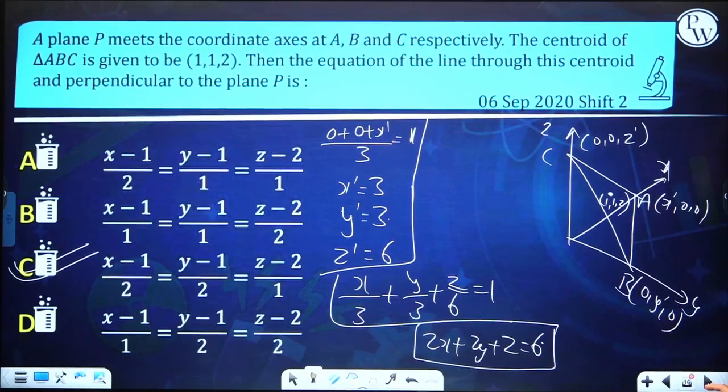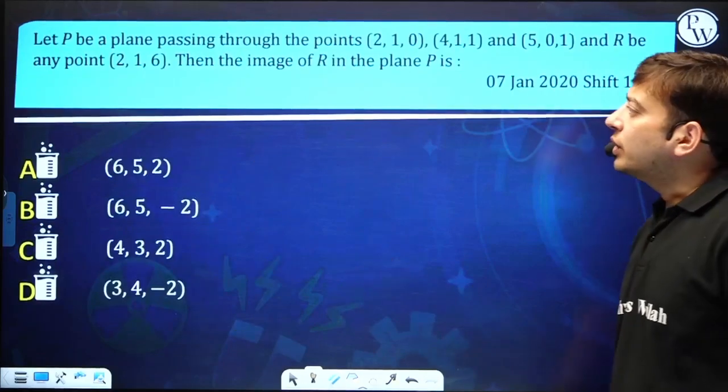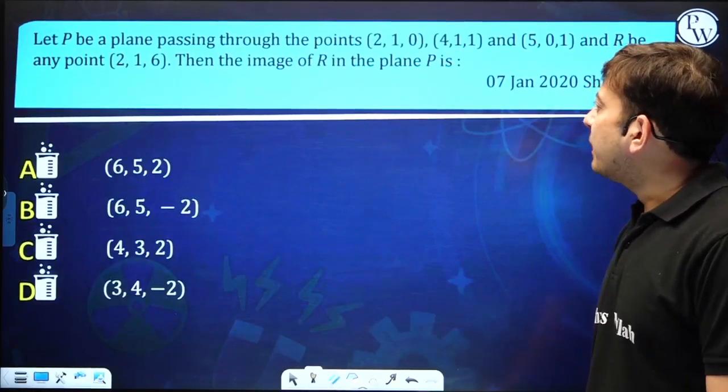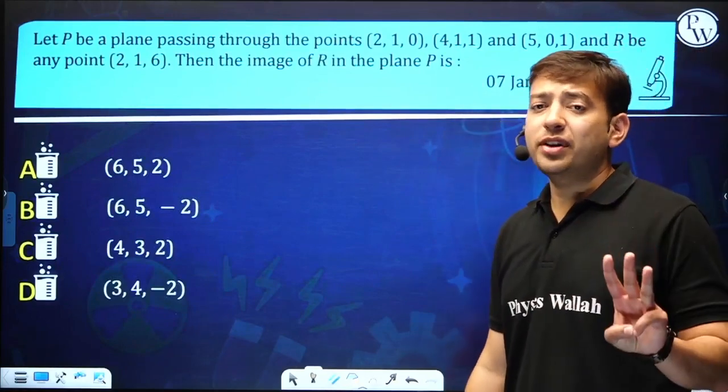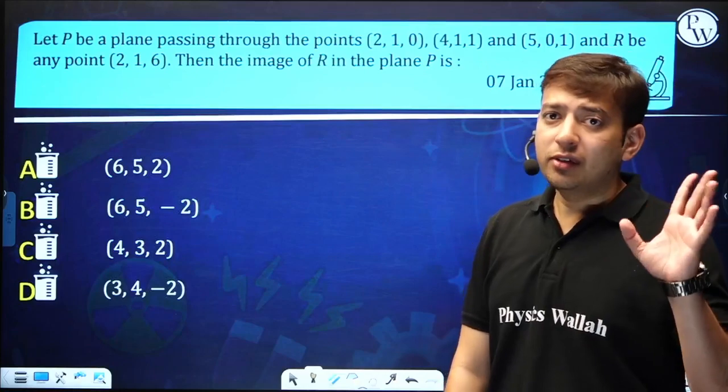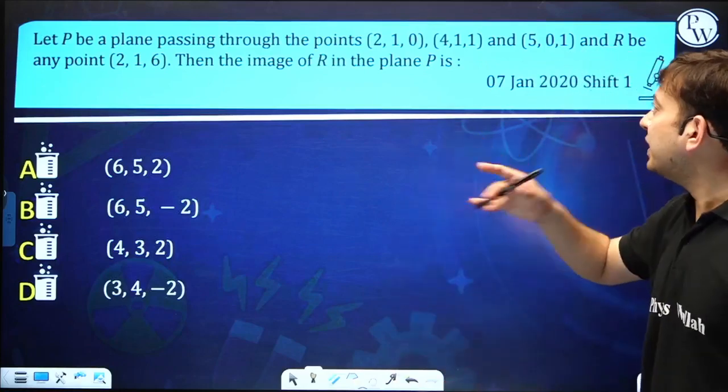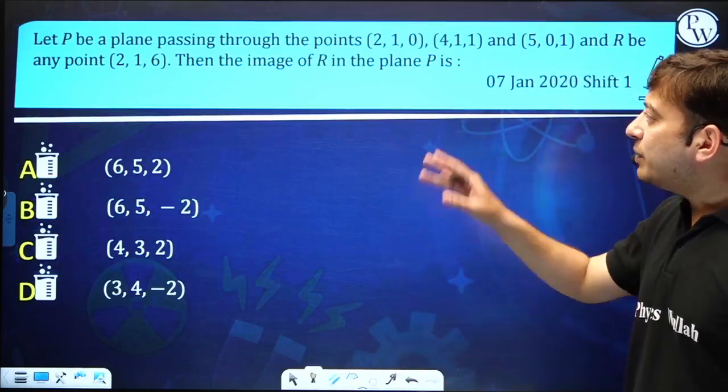Understood? Now, let P be a plane passing through these three points. Sir, we have already seen if three points are given, what is the equation of the plane? You remember the form? With that you can find the equation. And let R be any point (2, 1, 6).